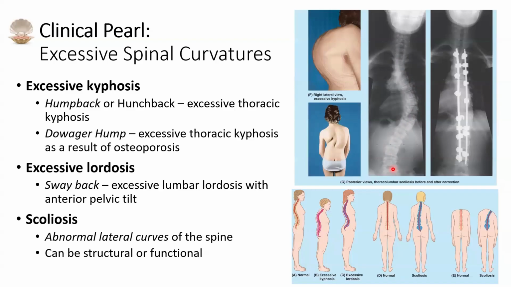Scoliosis can be structural or functional. Structural when it is bony changes that make it happen. Functional when it is due to some musculoskeletal differences, like maybe a leg length discrepancy, for example, among other things that can cause functional scoliosis. So these are three common examples of excessive spinal curvatures that are beyond what we see in a healthy spine.